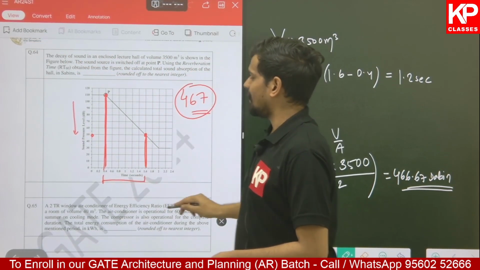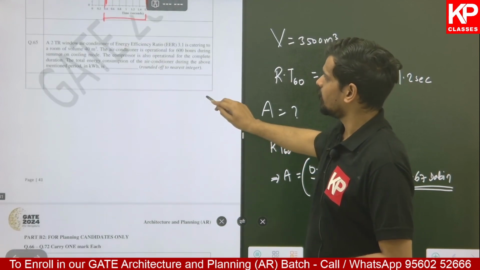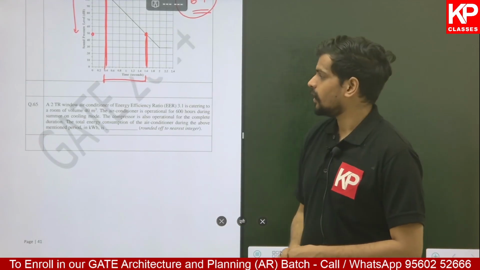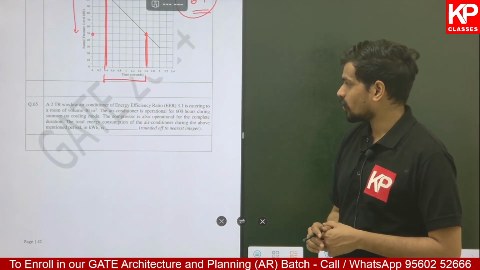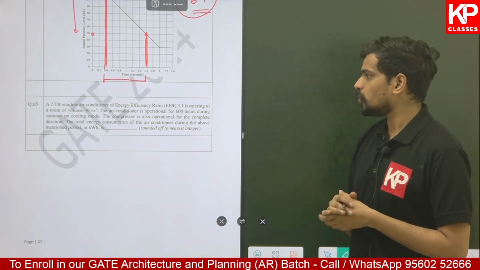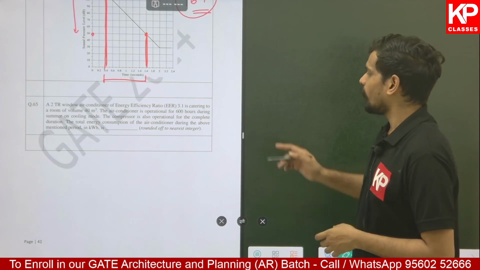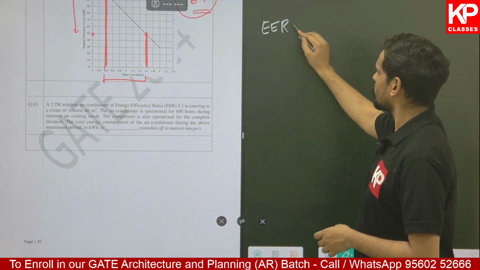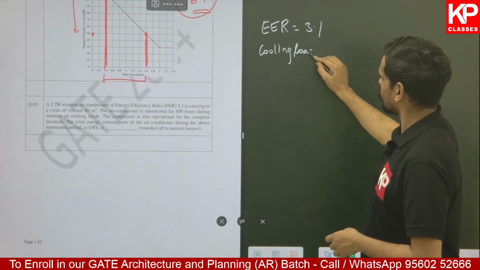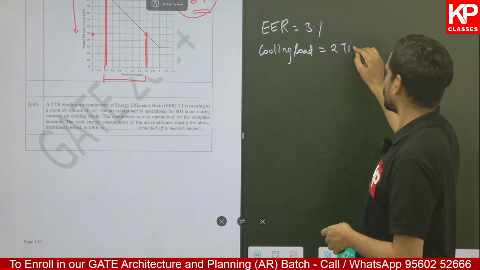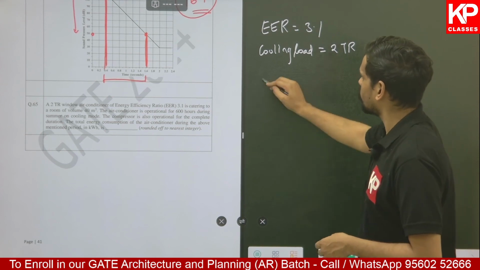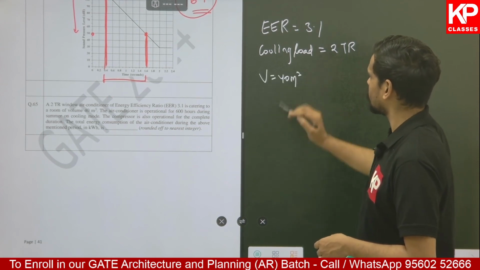That brings us to the last question for this session, which is based on the energy consumption, I think. Let us look into this question. A 2 TR window air conditioner, TR is ton of refrigeration, of energy efficiency ratio is given as 3.1. The cooling load is given as 2 ton of refrigeration. It is catering to the room of a volume of 40 cubic meter. Volume of the room is given as 40 cubic meter.